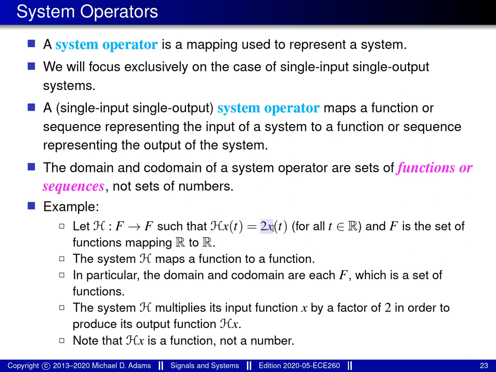And what you can see here is that effectively the output of the system, which is given by Hx, is just 2 times the input to the system. So this particular system here is just an amplifier which produces an output which is 2 times its input. In other words, it's amplifying by a factor of 2.